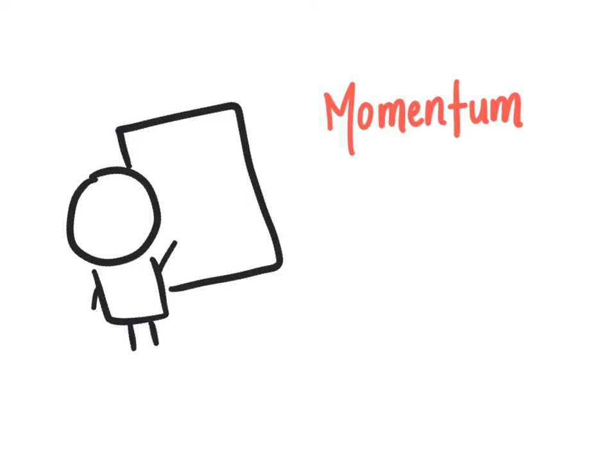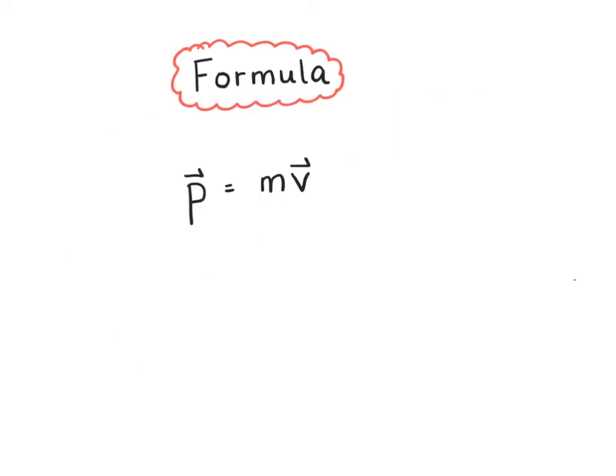In this video, we're going to look at momentum and solve some practice problems involving momentum. The formula for momentum is p equals mv. So in this formula, p is momentum. We represent it with the letter p. You'll notice it has a little arrow over the top. That's because momentum is a vector quantity, meaning it has direction.